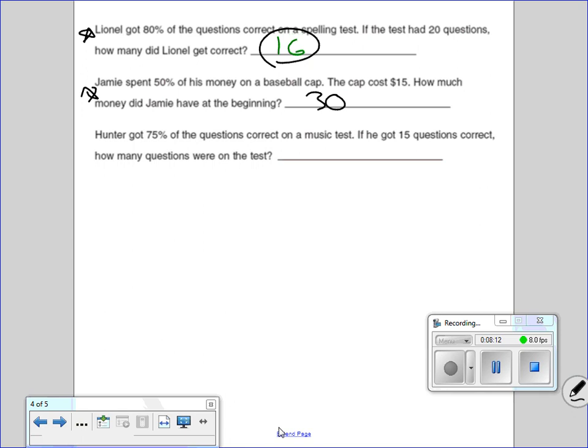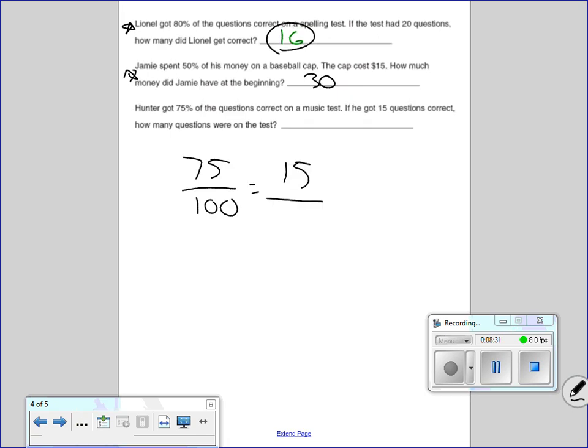Hunter got 75% of the questions correct on the music test. 75 out of 100 correct. If he got 15 questions correct, how many were on the test? Here's another example. 75 is a tough number to get into 15. But 75 over 100, if we can reduce that down, we might be able to make this problem easier.